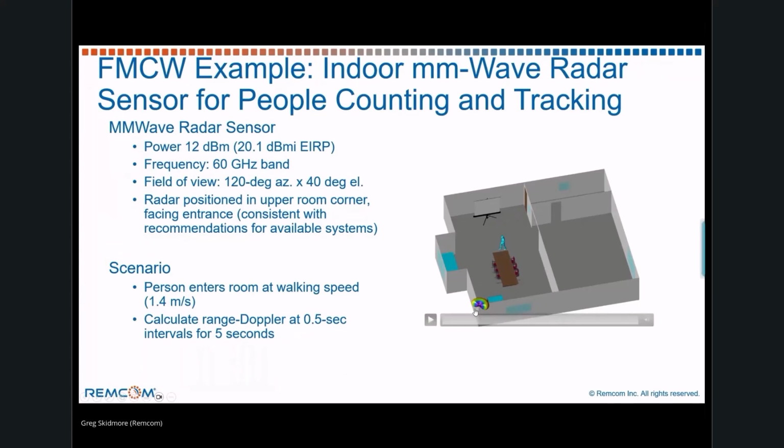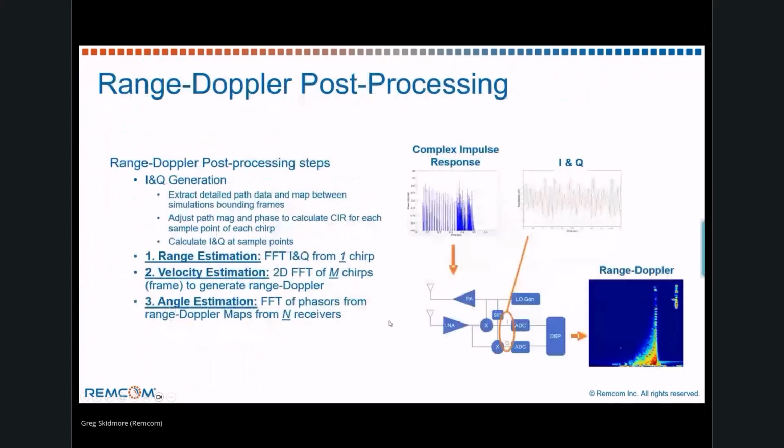And we've moved through about 11 positions here. So our range Doppler post-processing has several steps. The first is I/Q generation. So we have some post-processing that takes an optimized set of simulations related to a radar frame.